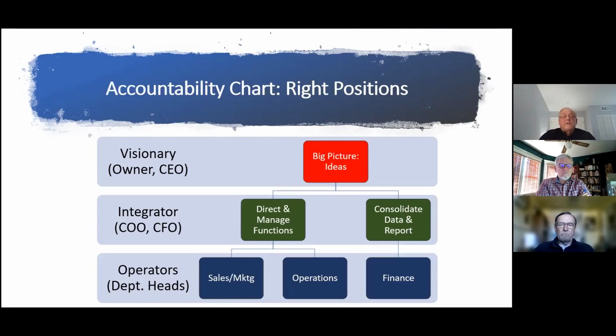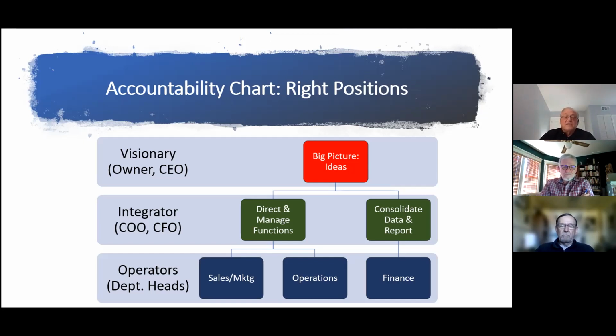Right. They come up with an accountability chart, which is really, really interesting to me, and making sure people are in the right positions. And they talk about your operators. You've got like 3 major departments in a company. You have sales and marketing. Again, sales and marketing is mentioned. Then operations and finance.